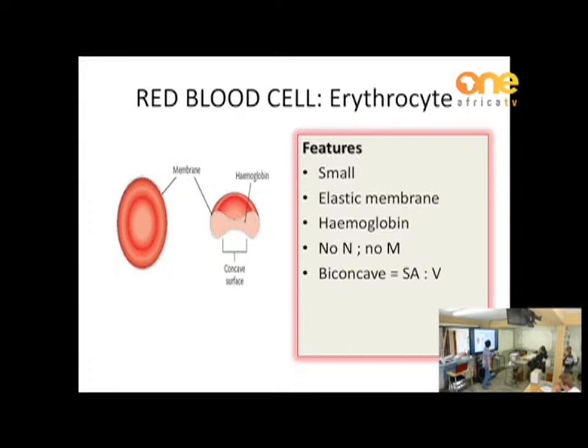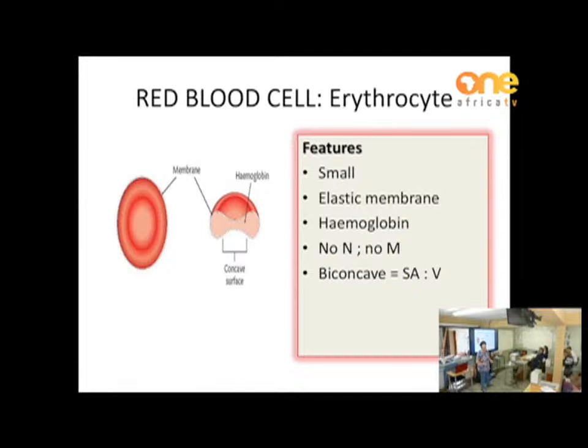Okay. Now, if I say there is no nucleus, what is that for, Abigail? How does that help? What is the adaptation? More space, more hemoglobin, more oxygen can be transported. No mitochondrion, because if there was a mitochondrion, what would happen? The mitochondrion will use the oxygen, and the oxygen will not be transported, it will be used.